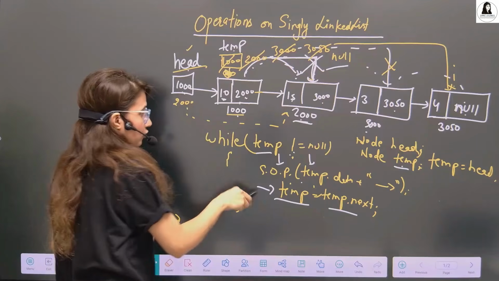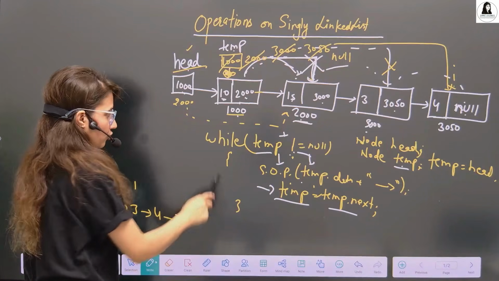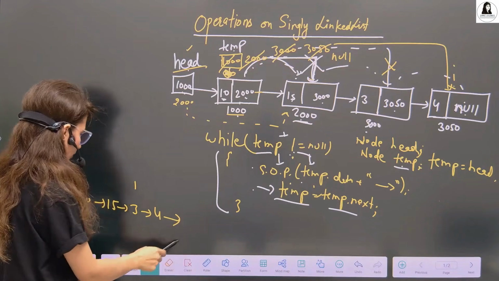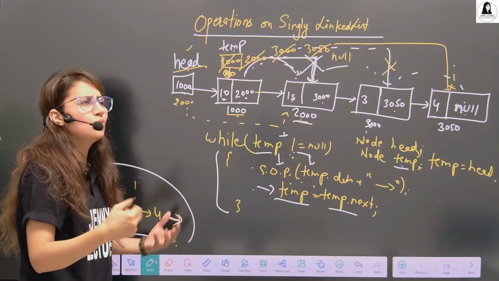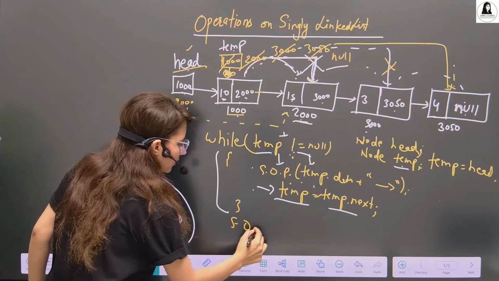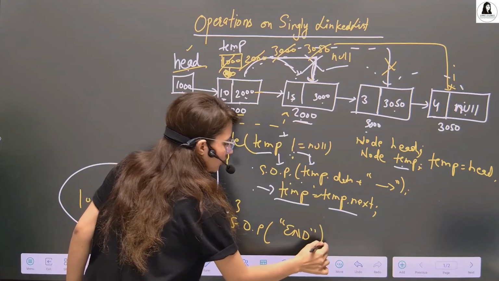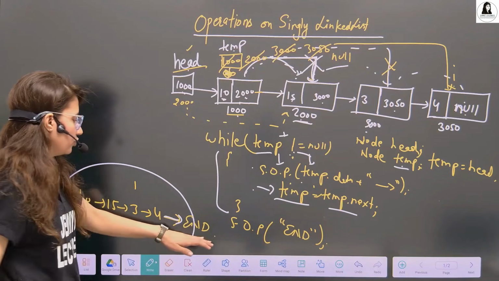So check the condition. It's not true. So I'll not enter here. Now, obviously, this is kind of list, but it is still like pointing to something. So just to indicate that it's the end node, you can print here at last after this loop end or null or anything, something like this. So end would be printed.